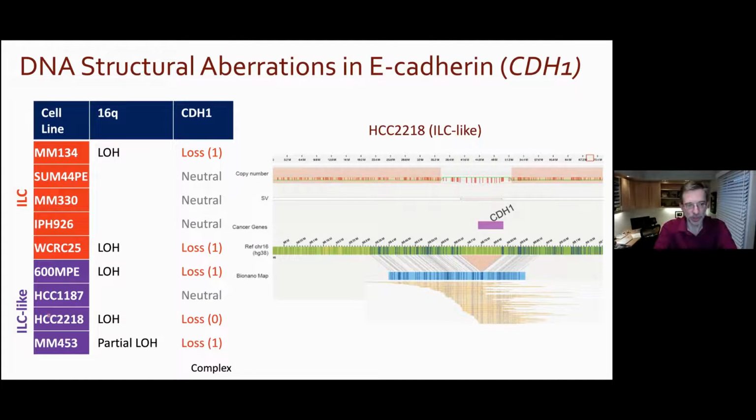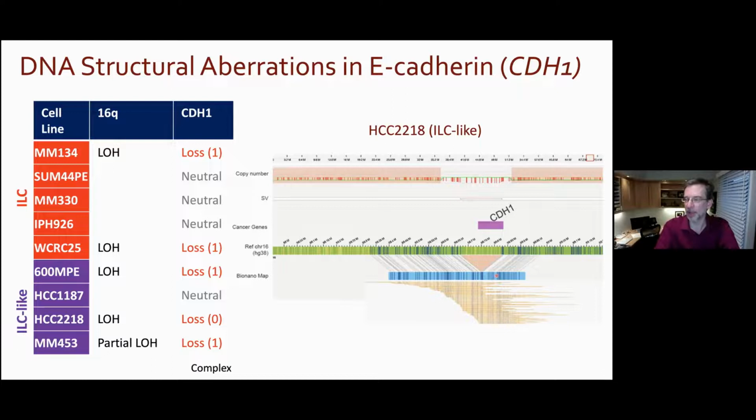So this is one, HCC2218. You can buy this from ATCC. It's labeled as an IDC cell line. And when we get optical mapping data on the CDH1 locus in that cell line, it's very interesting. It has copy number loss on one allele, and on the other allele, it has a very specific deletion right around the CDH1 gene. So you see this singular gene deletion here, very clearly resolved by this BioNano map.